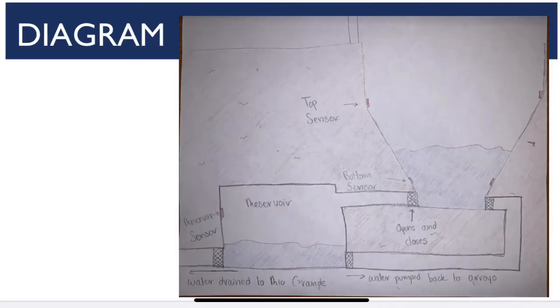So as you can see here in the diagram, within the arroyo itself we have a top sensor and a bottom sensor. The function of the top sensor is that if the water rises to such a level that it is touching that top sensor, the computer program will then open the door on the bottom of the arroyo and drain water into the reservoir until it is back at a safe level.